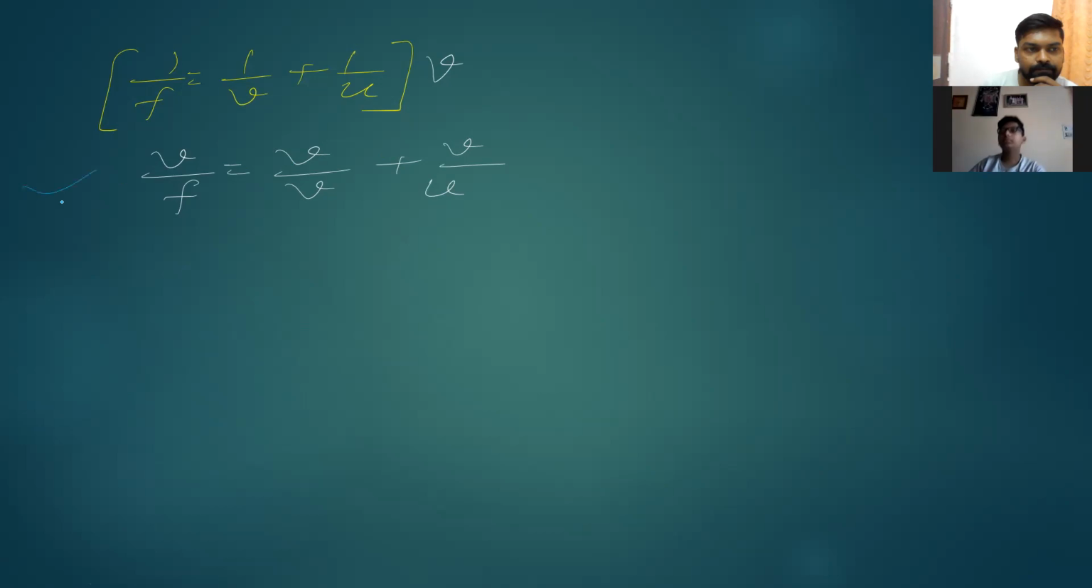Is it okay or not? Yes, sir. And v cancels out one time. And as I told you before, m is equal to minus v upon u. That is called linear magnification. So we can write this equation as minus m is equal to v upon u. Is there any problem?